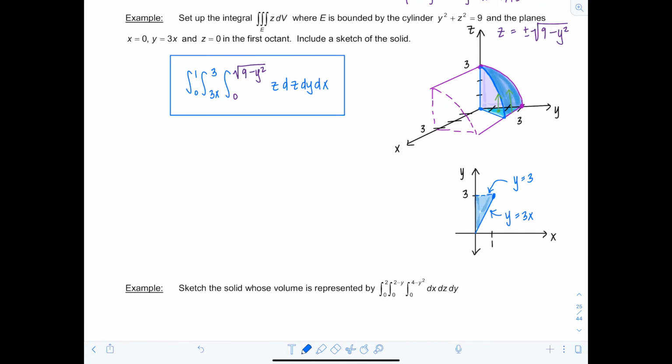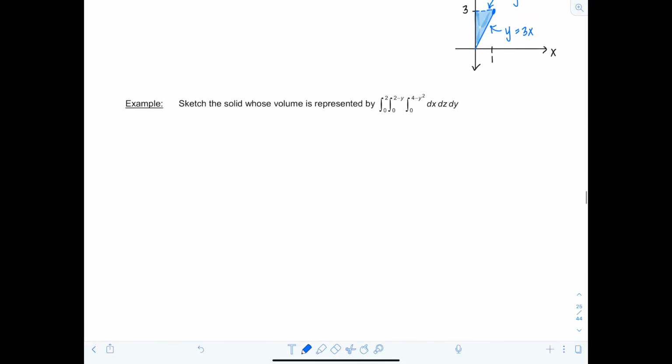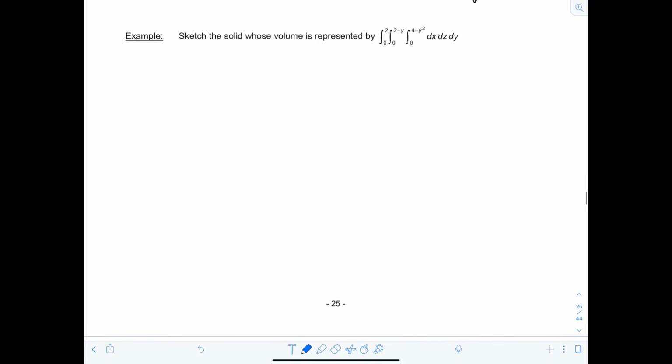All right. Moving on, sketch the solid whose volume is represented by the following triple integral. So notice there's no function that we're integrating, and so we're using the fact that the triple integral of dV gives us a volume, right? Okay, well it looks like we're using the yz or the zy plane as our base region. So let's draw that out first. And then I'll throw in the height in the x direction.